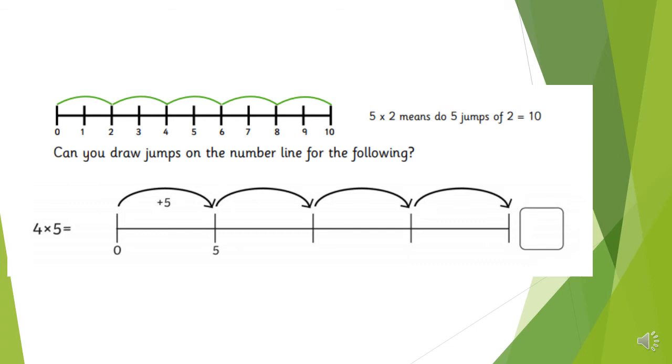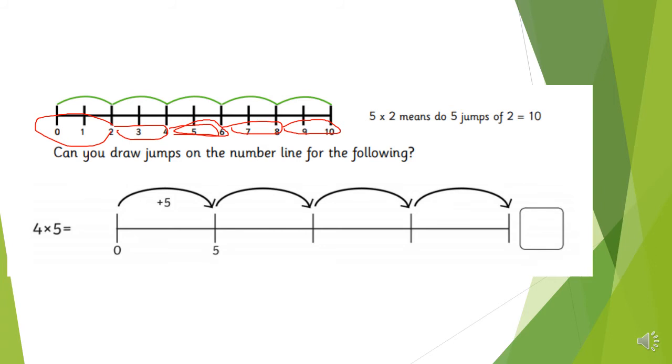Now we're going to look at multiplication in a number line. So 5 times 2, the example here, means that you do 5 jumps of 2 each time. So can you see 0, 2? That is 1 jump. 2 jumps. 3 jumps. 4 jumps. 5 jumps of 2. Now I've gone in twos. 0, 2, 4, 6, 8, 10.